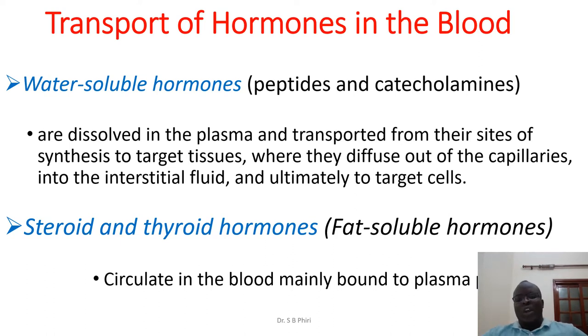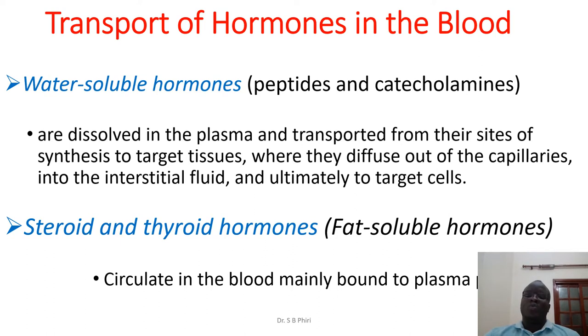Once they are transported, they are going to diffuse out of the capillaries into the interstitial spaces or fluid. Then ultimately, they are going to bind to target cells. There are specific receptors they are going to bind to. After production, they are released into the interstitium. Then they will diffuse to the cardiovascular system. They will enter the cardiovascular system via the spaces, the pores associated with the capillaries. So they will enter the capillaries, and then they will be transported by the cardiovascular system.